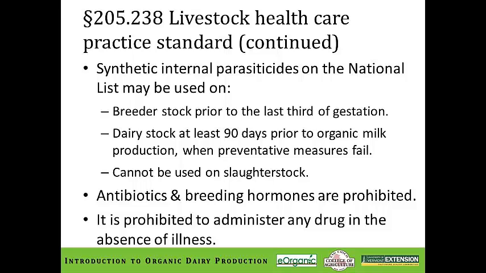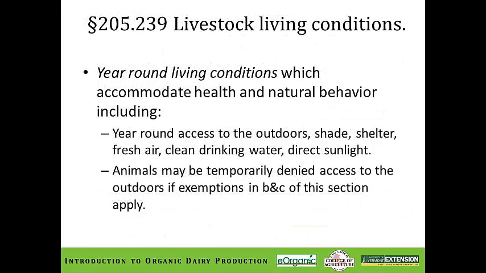This healthcare practice standard also prohibits antibiotics and breeding hormones, and it also prohibits the use of any drugs in the absence of illness. We're now going to move into Section 205-239, which is livestock living conditions. The organic standards require year-round living conditions which accommodate the health and natural behavior of the livestock. This includes year-round access to the outdoors, to shade, shelter, fresh air, clean drinking water, and direct sunlight. Animals may be temporarily denied access to the outdoors if the exemptions later in this section apply.